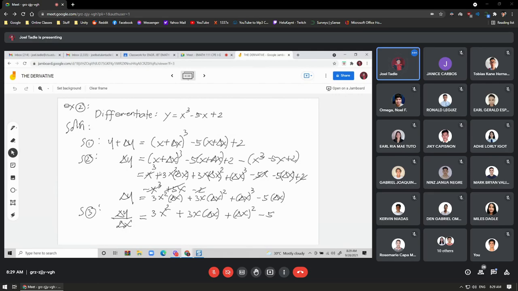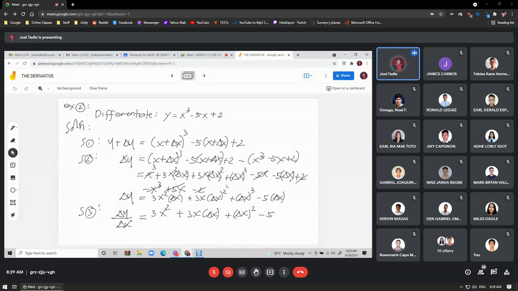Then plus 3x squared times delta x, then plus 3x times delta x squared. So this is the formula, guys, the formula we used before, no?